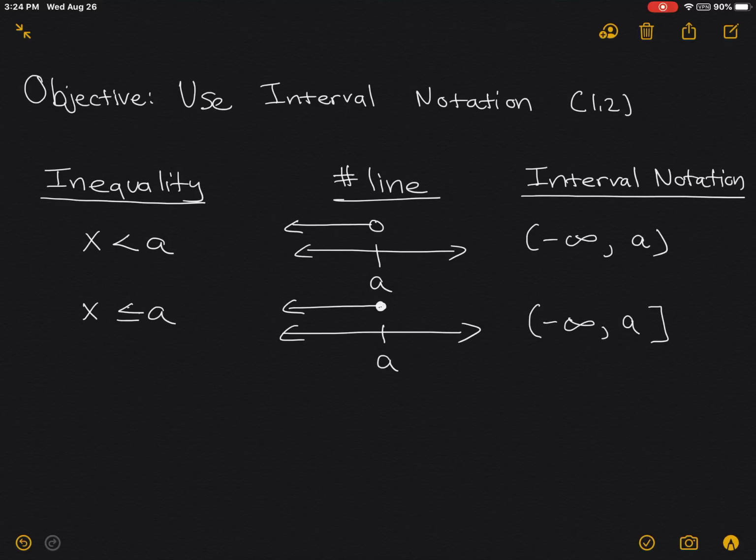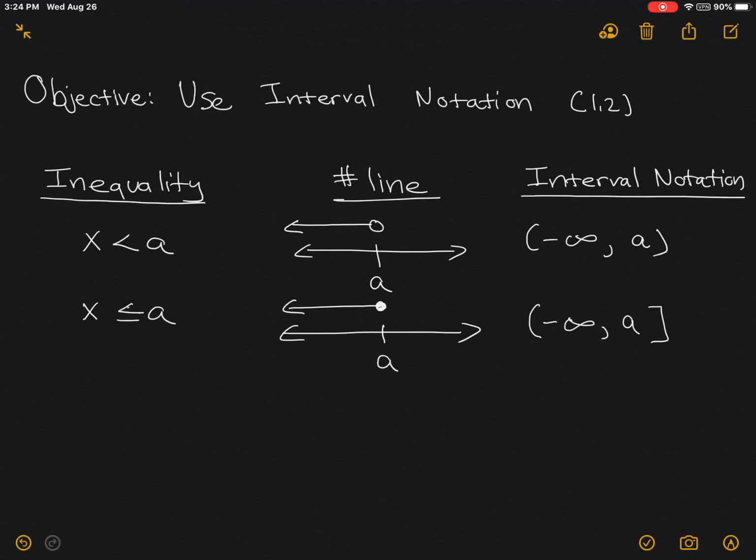So bracket typically represents closed. Parentheses typically represents open. And then for infinity, right? Infinity is not actually a number. It's a concept. You never ever use brackets for infinity, okay? It's just by convention.